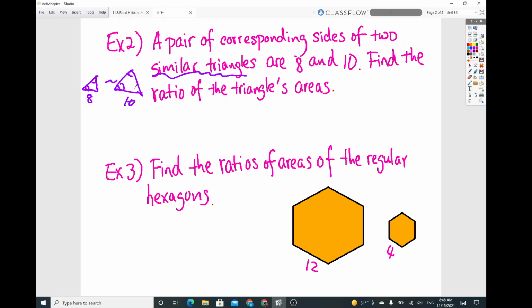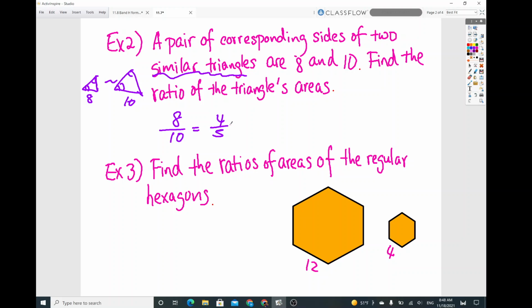Instead of finding the area of the triangle here, there's no way we can find the area because we're only given one side length. So we can always use the shortcut. Set up the ratio of the sides, the segments, so 8 over 10. Reduce it, and we have 4 over 5.